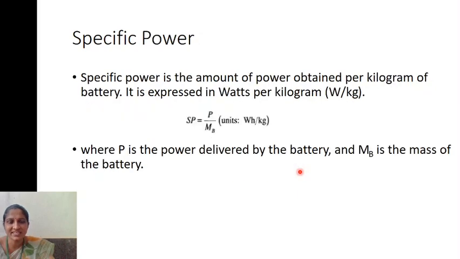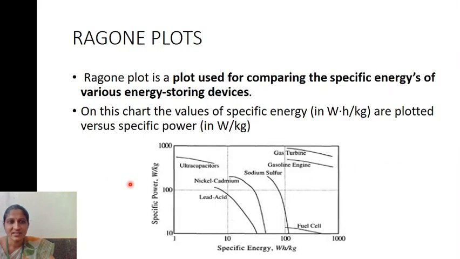That is specific energy. And specific power is the amount of power obtained per kilogram of battery. It is expressed in watts per kilogram, that is power divided by mass. The power units are watts and the mass units are kg, so the units are watt per kg, where P is the power delivered by the battery and MB is the mass of the battery.